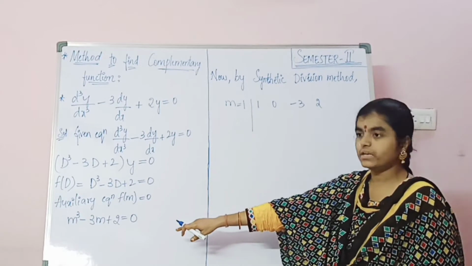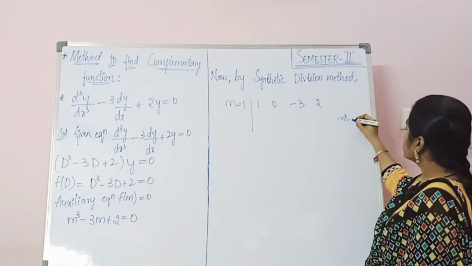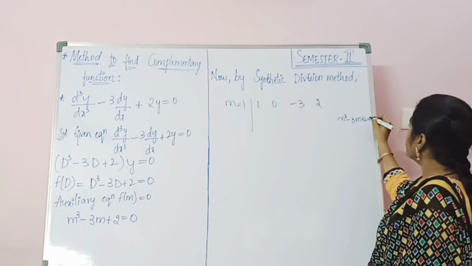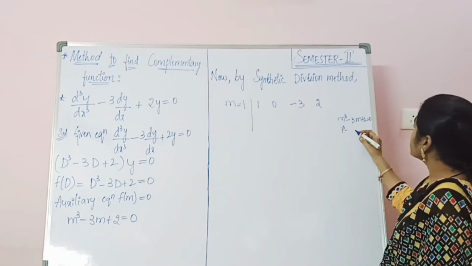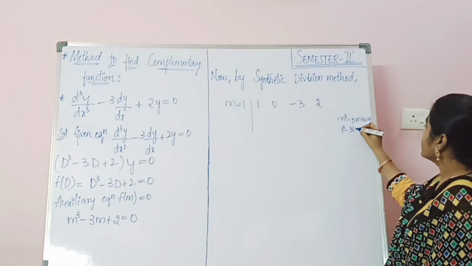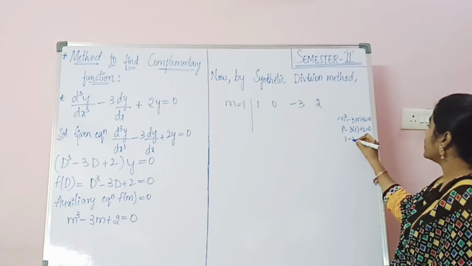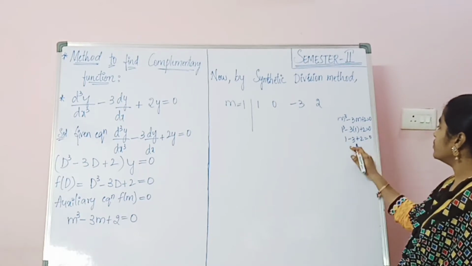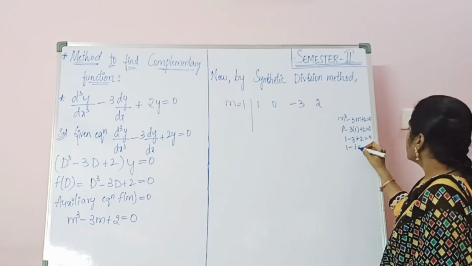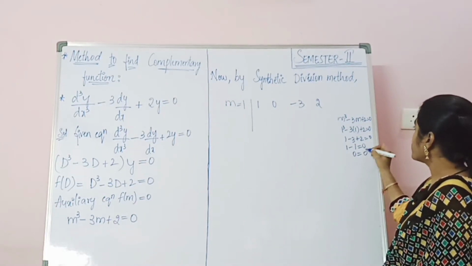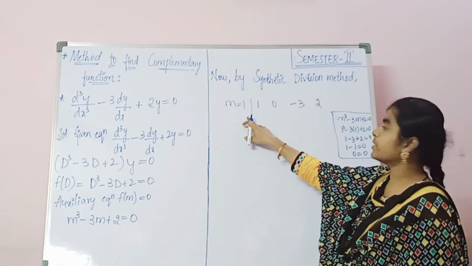If we substitute here 1, it is given m cube minus 3m plus 2 equals to 0. So here m cube means what we are substituting here? 1. 1 cube minus 3 into 1 plus 2, which is equals to 0. So 1 minus 3 plus 2, how much? Minus 1. 1 minus 1 means 0. 0 equals to 0. So here m equals to 1 is a suitable root.